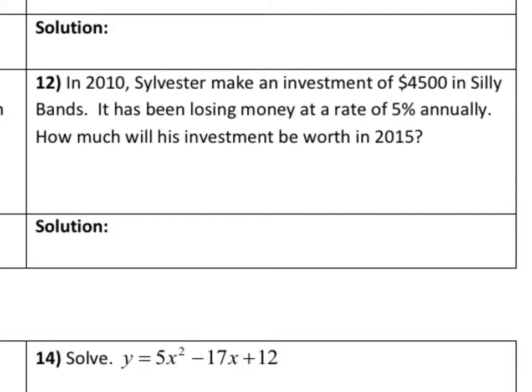Okay, let's read this problem to decide which formula we should use. In 2010, Sylvester makes an investment of $4,500 in silly bands. It has been losing money at a rate of 5% annually. How much will his investment be worth in 2015? So only one of the formulas had a minus sign, and that was the decay formula. And also you'll notice this problem has nothing about compounded interest at all. So we are going to use the exponential decay formula.